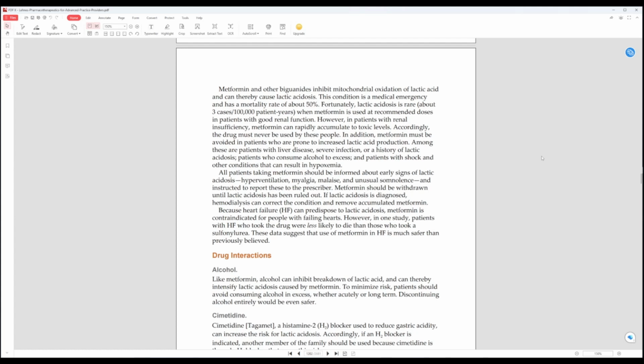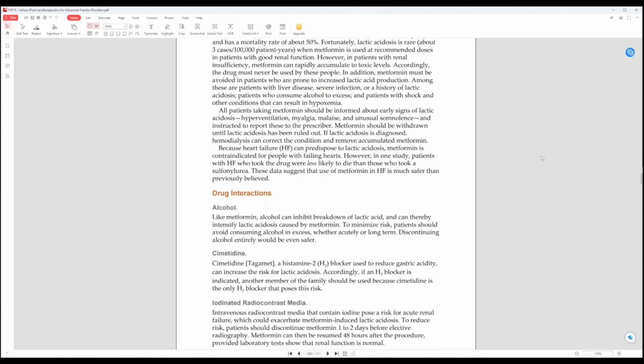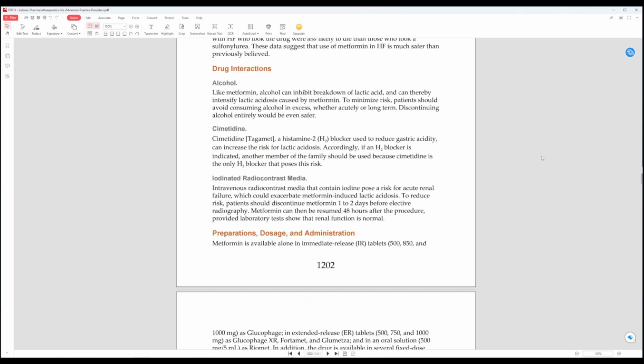However, in one study, patients with heart failure who took the drug were less likely to die than those who took a sulfonylurea. These data suggest that the use of metformin in heart failure is much safer than previously believed. It does have, however, drug interactions.